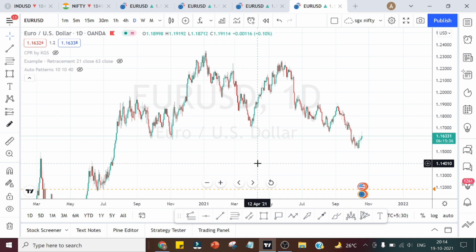Today we are going to be doing daily analysis for Euro USD currency pairs. First, we are going to start with the higher time frame to understand the overall movement of the currency pairs. Then we'll go down to the hourly time frame, then 30 minutes time frame, analyze the trading opportunities and ranges. Let us start with the analysis.